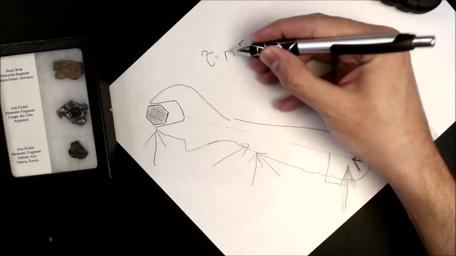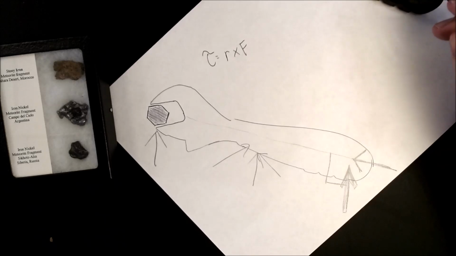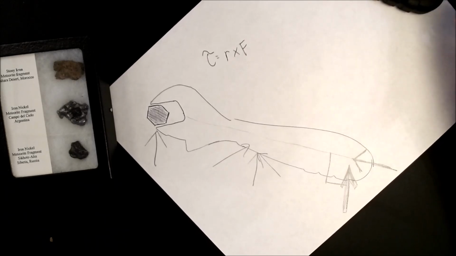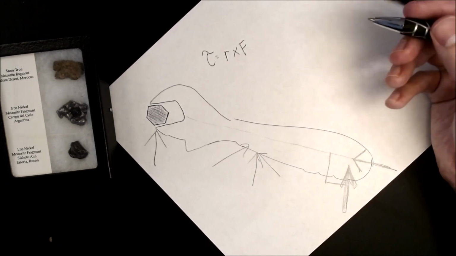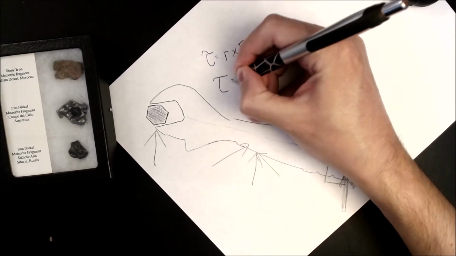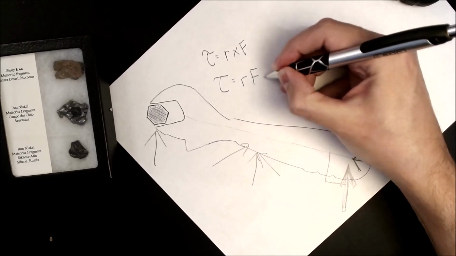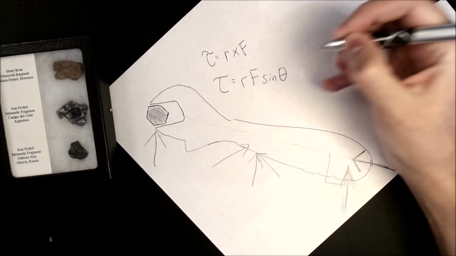This cross, that's a cross product. You can read about all the math behind that in the book. It's either Calculus 2 or Calculus 3, depending on the school. But you'll see that in general, a cross product can be replaced with R F sine theta.